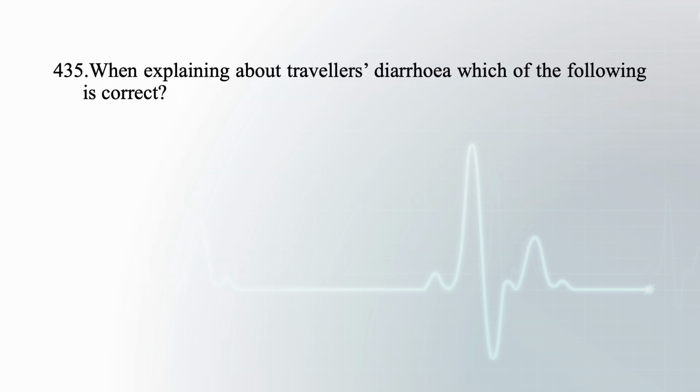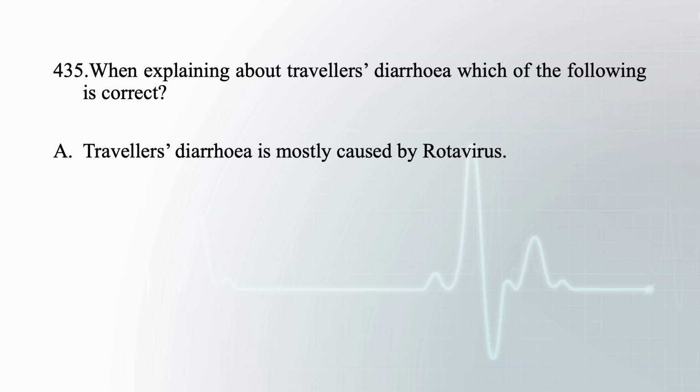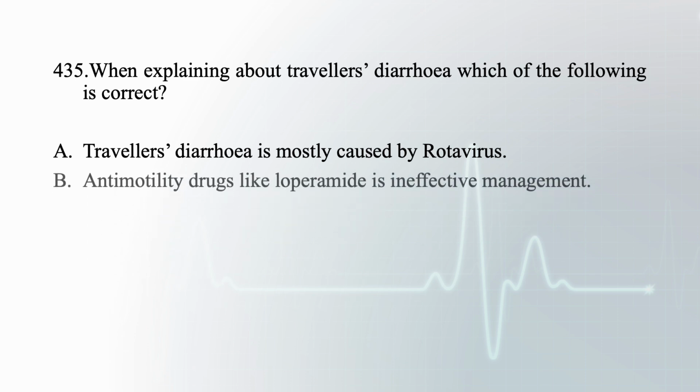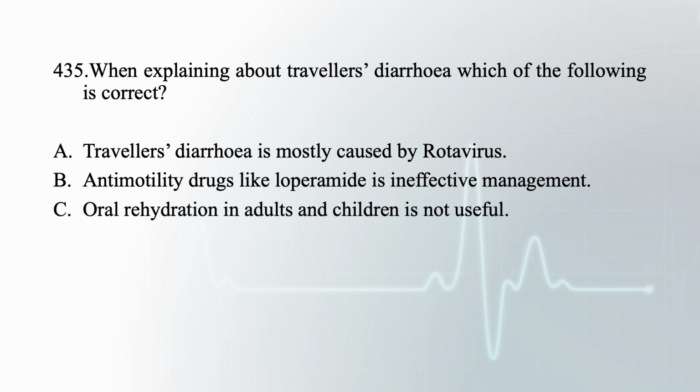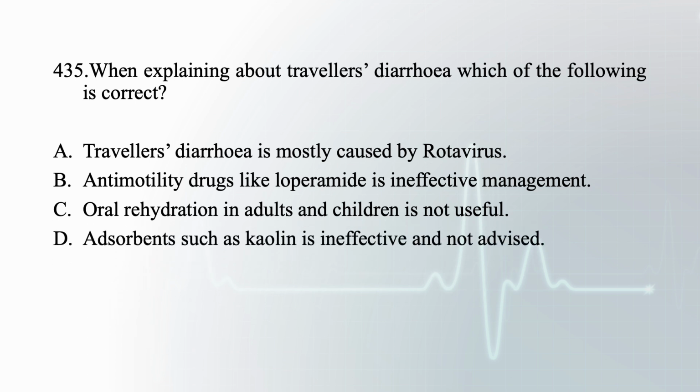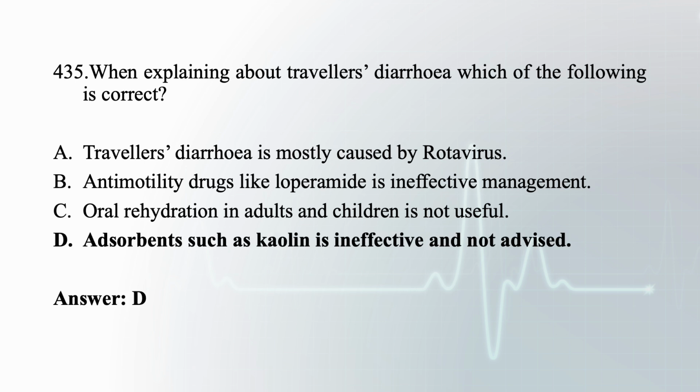Question number 435. When explaining about traveler's diarrhea, which of the following is correct? Option A, traveler's diarrhea is mostly caused by rotavirus. Option B, antimotility drugs like loperamide are ineffective management. Option C, oral rehydration in adults and children is not useful. Option D, adsorbents such as kaolin are ineffective and not advised. The correct answer is option D, adsorbents such as kaolin are ineffective and not advised.